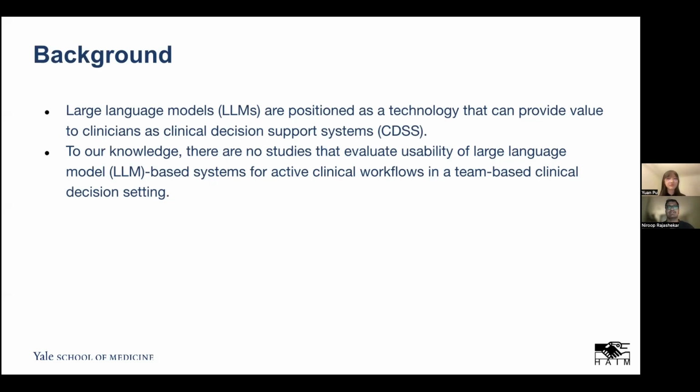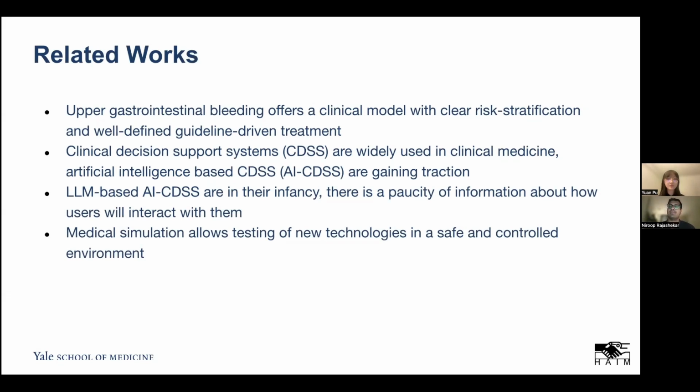Clinical decision support systems are tools that clinicians can use to help them make difficult and challenging clinical decisions. To our knowledge, there are no studies that evaluate usability of large language model-based systems for active clinical workflows in a team-based clinical decision setting. In our study, we use a model of upper GI bleeding to create a large language-based AI clinical decision support system. We use upper GI bleeding because it's a clinical model with a clear risk stratification paradigm. It's well-defined, guideline-driven medical treatment.